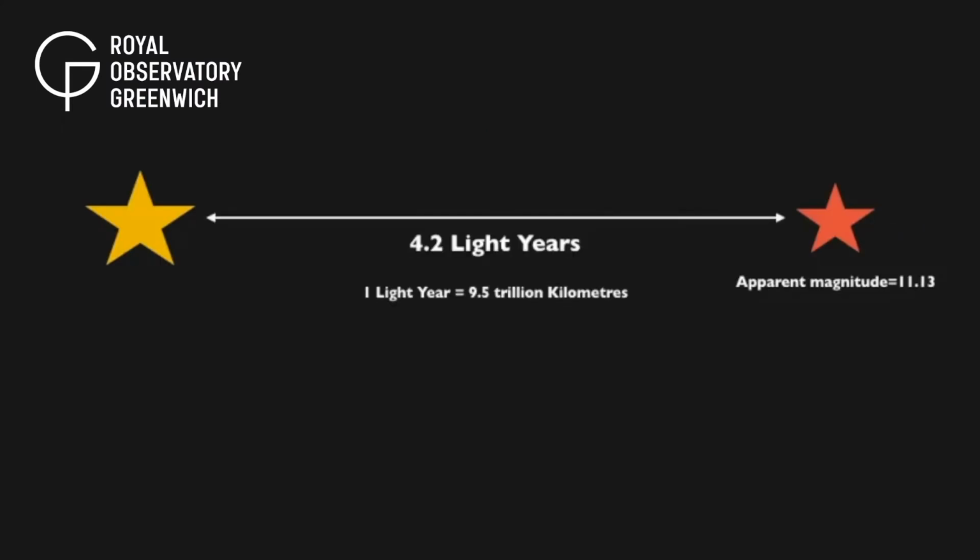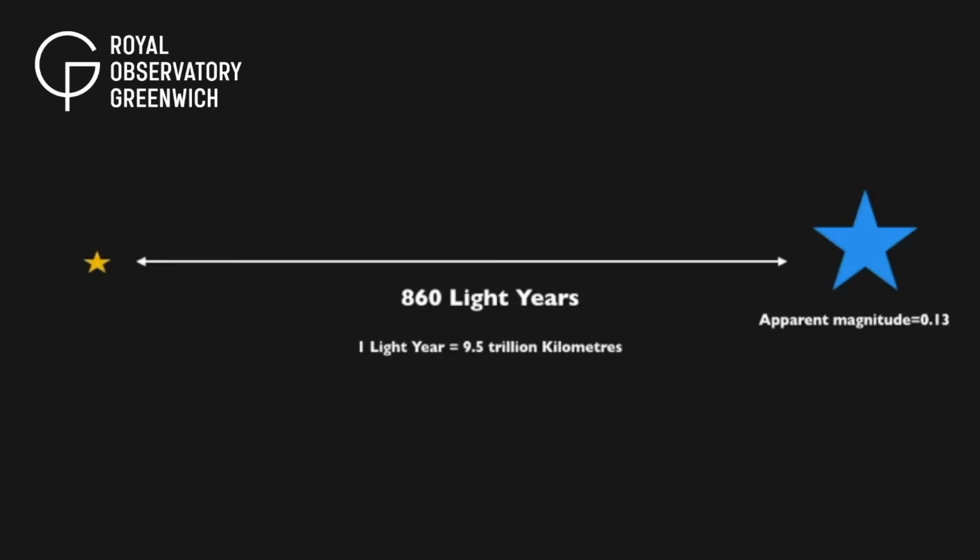Take Proxima Centauri, for example. It's 4.2 light years away, so it's the closest star to us, but it's a cool red dwarf star, so it measures an apparent magnitude of 11.13, too faint for our eyes to detect. By comparison, the hot blue supergiant Rigel is 860 light years away, but is one of the brightest stars in the sky with an apparent magnitude of 0.13 on average.